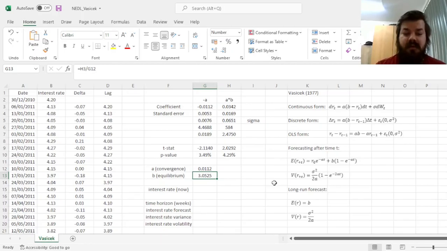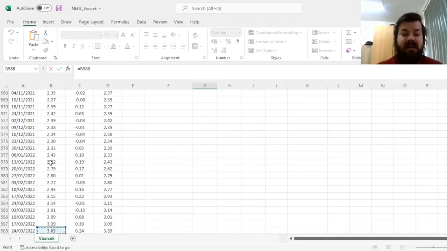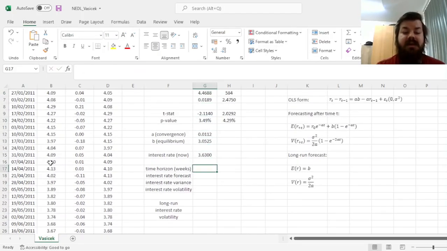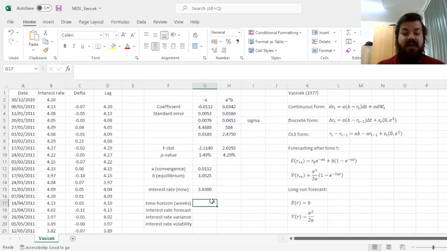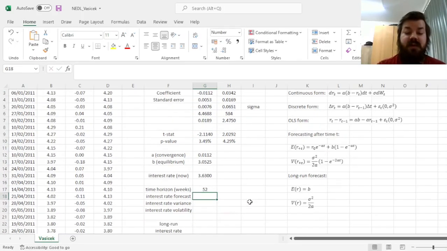However, what the Vasicek model is also useful for is not only to extract the characteristics of the dynamic equilibrium, which we've just done, but to also forecast our interest rates and their volatility at any point of time in the future, including at an infinite horizon in the long run. To do that, we need to see what the interest rate is now, and we can refer to the very last observation, 3.63%, and consider some time horizon in weeks that we are interested in. So let's start with a time horizon of 52 weeks that corresponds to 1 year.